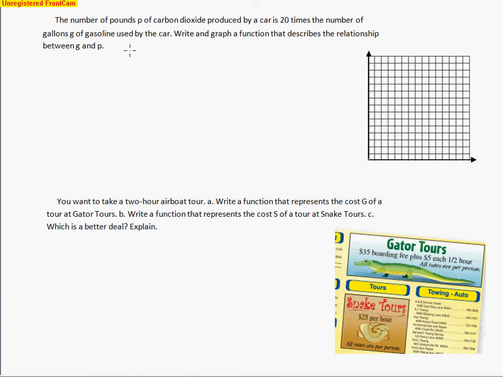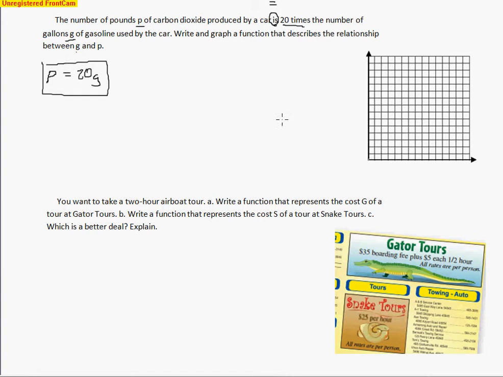Here it says the number of pounds P of carbon dioxide produced by a car is 20 times the number of gallons G of gasoline used by the car. So we're supposed to write and graph the function that describes the relationship between G and P. The number of pounds of carbon dioxide is dependent on how much gas you end up using. So it says the pounds, again, "is" is a key word there, equals 20 times the number of gallons, so 20G. And so there is our function rule.